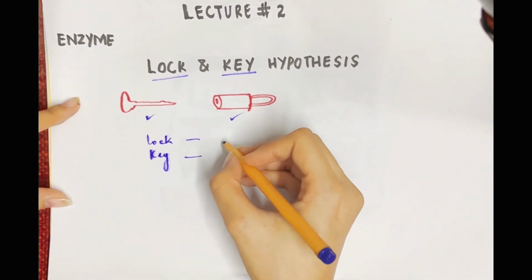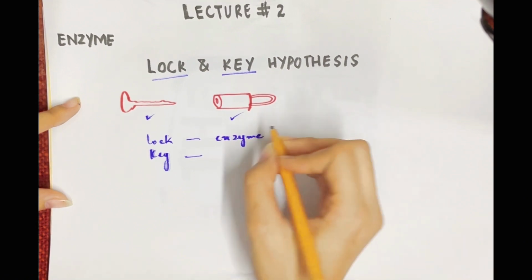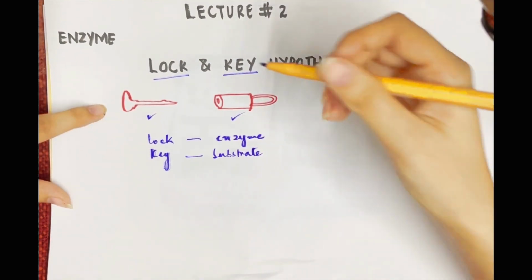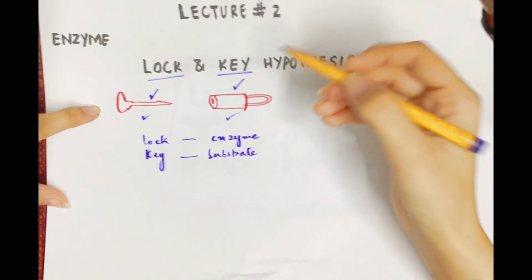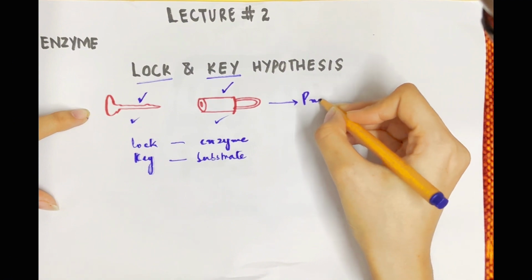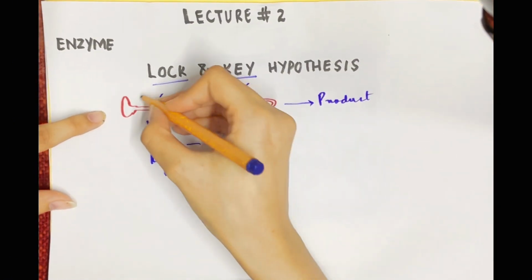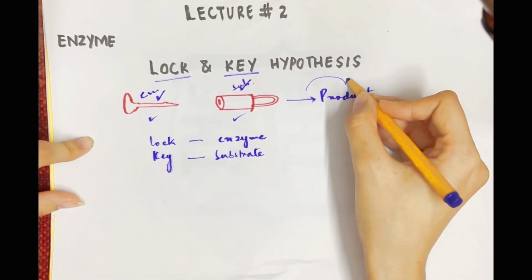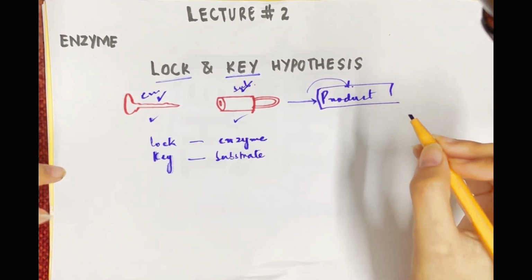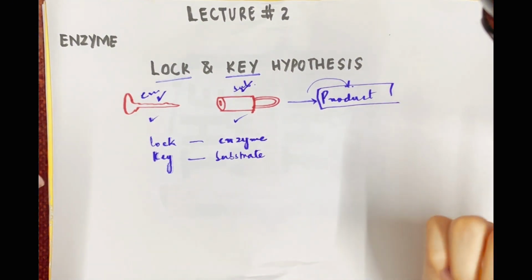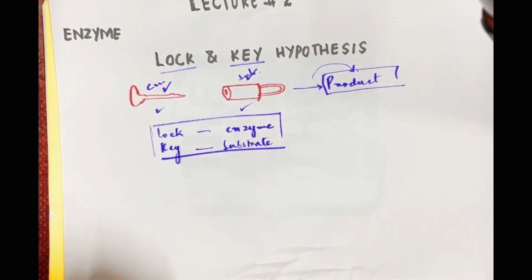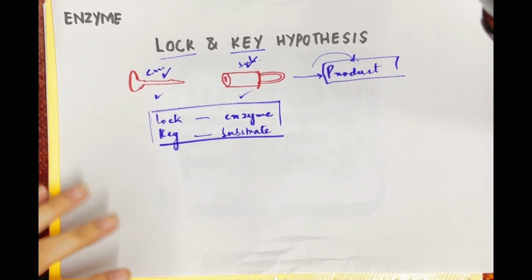The lock represents our enzyme and the key represents our substrate. As we can see, when the key combines with the lock, it in turn forms a product. That means when an enzyme reacts with a substrate, it forms an enzyme-substrate complex that in turn converts into a product. The product can be multiple or singular as well. This is a technique that can be very helpful in solving some MCQs if you remember what a lock and what a key represent.